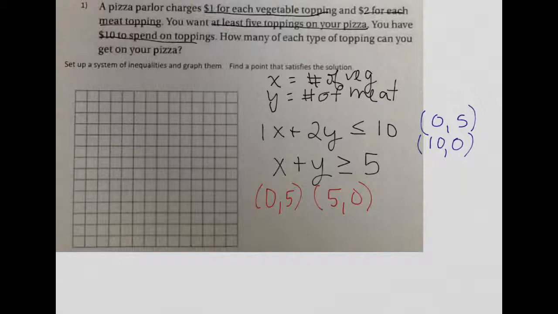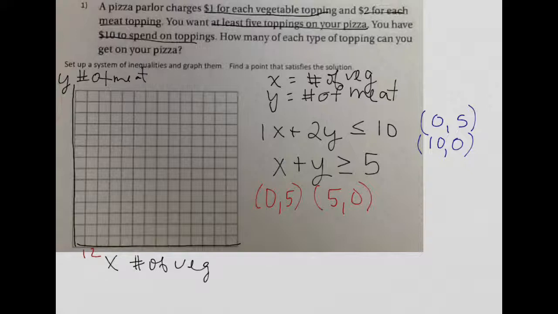So it looks like I could do a scale of 10 by 1s. So here's my y-axis and my x-axis. My x was the number of veggie, my y was the number of meat. All right, let's do one at a time. The first one I'm going to do, let's do the one in red: 0, 5 and 5, 0. So let's see, 1, 2, 3, 4, 5, 6, 7, 8, 9, 10 on each axis.